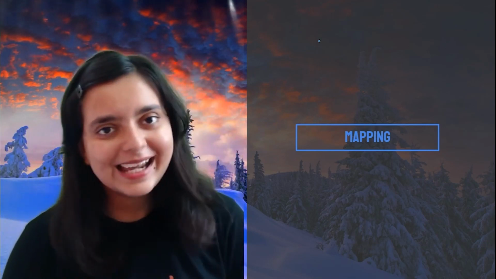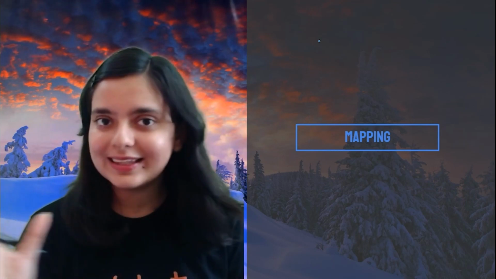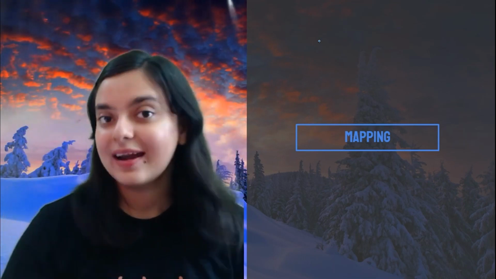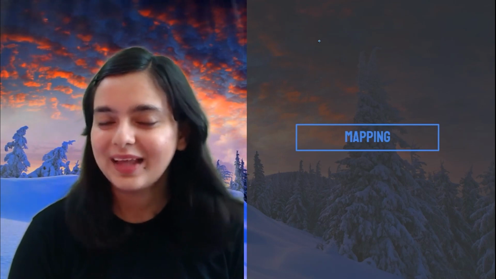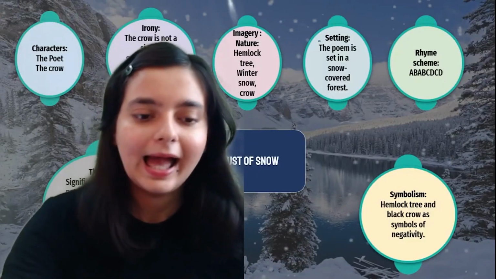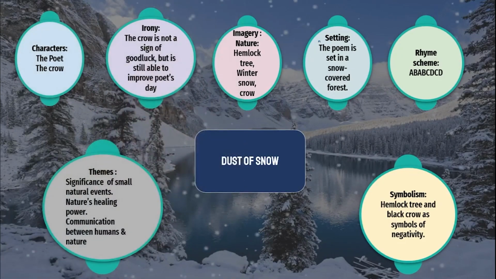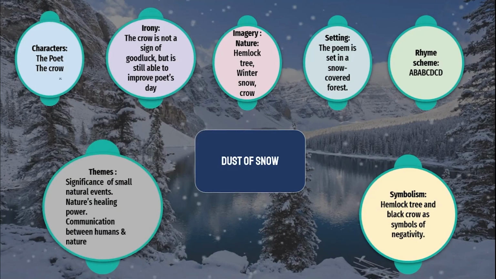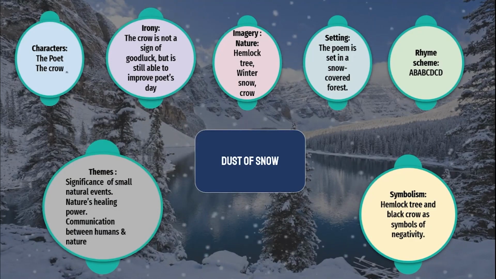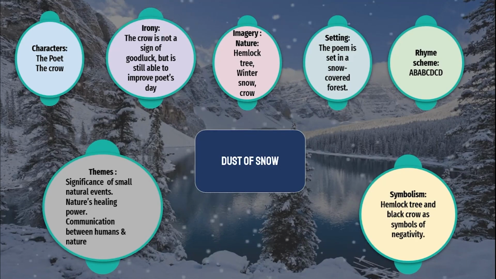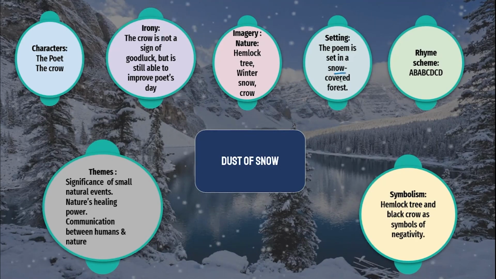Alright, are we ready? So did you enjoy the game, guys? Give me a quick high five in the chat box, and a thumbs up in the chat box too. Okay, let's start off with the mapping. Alright, so now you see the characters are the poet and the crow. These are the characters in the poem. Now the setting of the poem is a snow-covered forest.